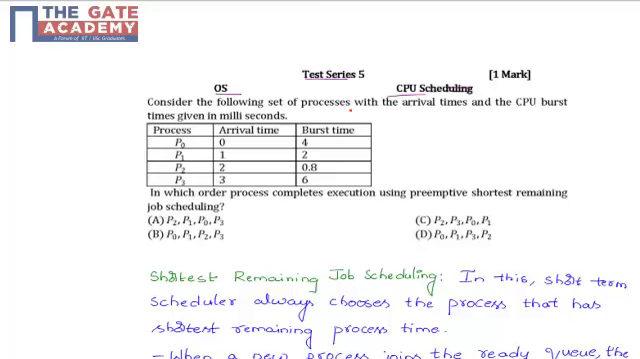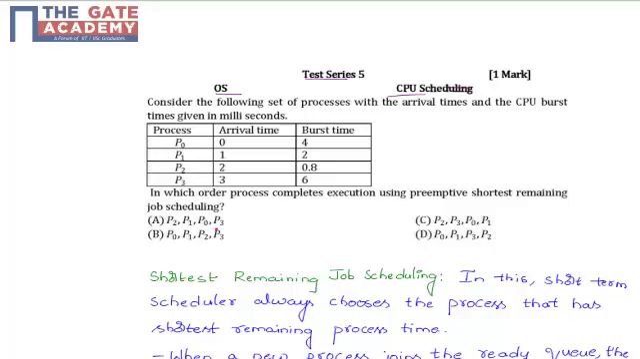Consider the following set of processes with the arrival times and the CPU burst times given in milliseconds. Process, arrival time, burst time. For process P0, the arrival time is 0, burst time is 4. P1: 1, 2. P2: 2, 0.8. P3: 3, 6. In which order do the processes complete execution using preemptive shortest remaining job scheduling?